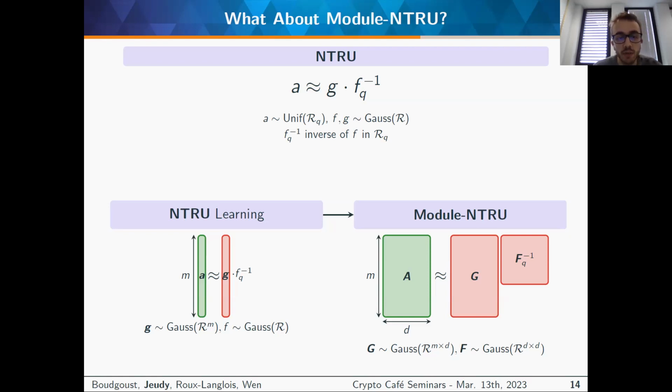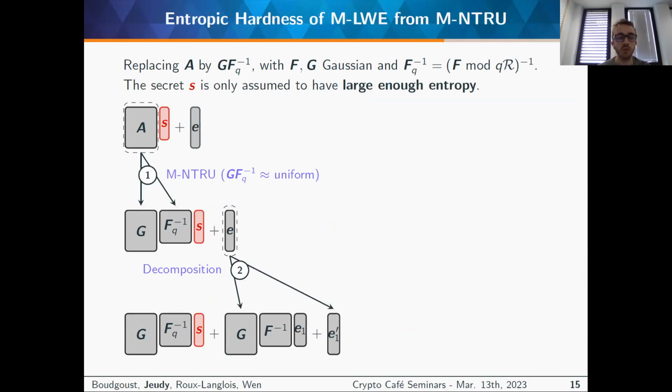And so from this generalization, from this NTRU learning, I can obtain a matrix variant, which I call module NTRU, where you have a uniform matrix A, and you say that this is indistinguishable from this G times F_Q inverse, where G is now a matrix, and F_Q inverse is the inverse of an invertible square matrix. So you have this kind of ratio of matrices appearing here. And now we're going to use this assumption in our lossy argument. So now I want to prove the hardness of M-LWE, where I don't assume anything about the distribution of the secret, except that it has a certain amount of randomness, of entropy. And in the end, what I want is to determine the threshold of entropy above which the problem stays hard.